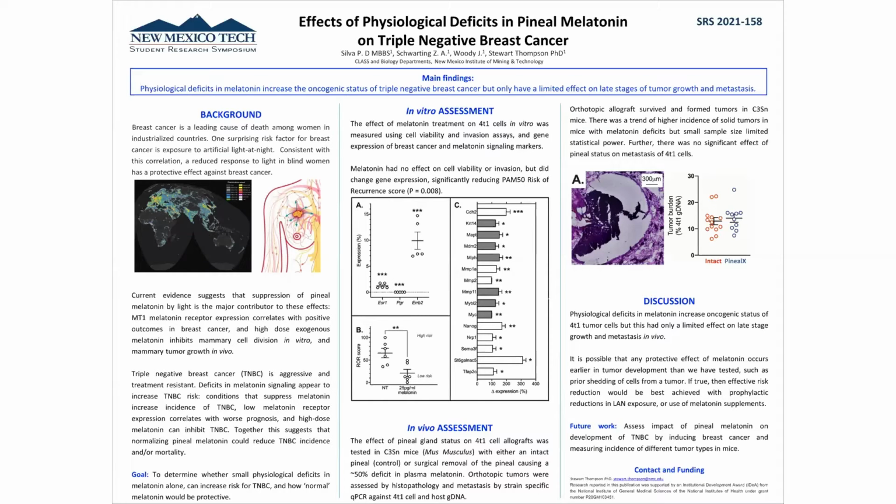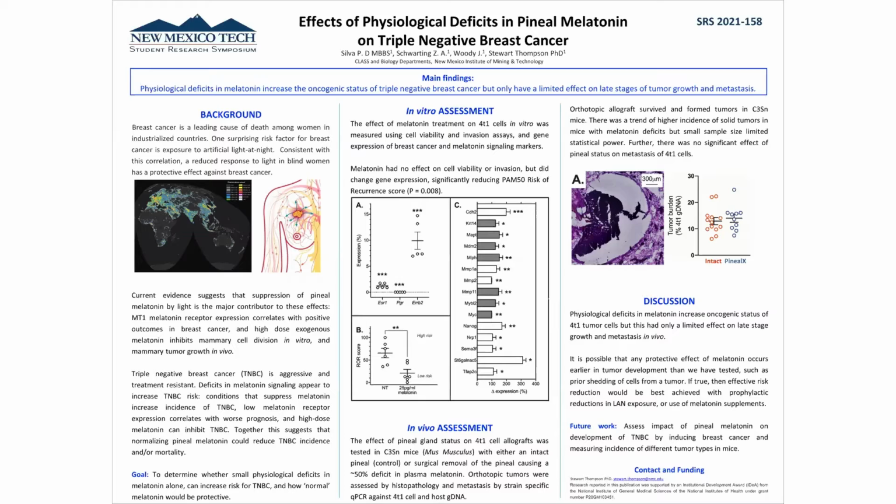So breast cancer is common and deadly. And one interesting risk factor for the development of breast cancer is exposure to artificial light at night. Why am I saying that? Because studies have found that blind women have lower rates of breast cancer compared to sighted women. And also studies have found that the communities which are using higher levels of artificial light at night have higher incidence of breast cancer. And mounting evidence suggests suppression of pineal melatonin as a major contributor for this effect.